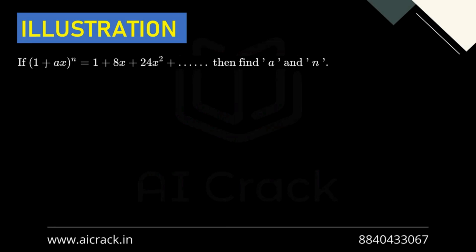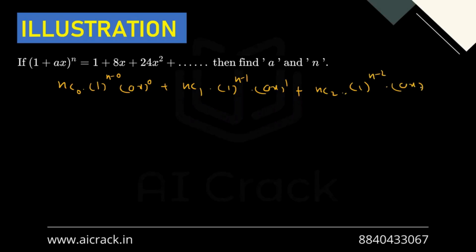Now let's look at one example. If (1 plus ax) raised to n equals 1 plus 8x plus 24x square, then find the value of a and n. Right. So we'll be writing the expansion for this one. That would give me nC0 dot 1 raised to n minus 0 dot (ax) raised to 0 plus nC1 dot 1 raised to n minus 1 dot (ax) raised to 1 plus nC2 dot 1 raised to n minus 2 dot (ax) raised to 2 and so on. We just need the terms till x square because over here we have been given only 3 terms till x square, and we have to find just 2 variables. So we can find out these 2 variables with the help of given information.